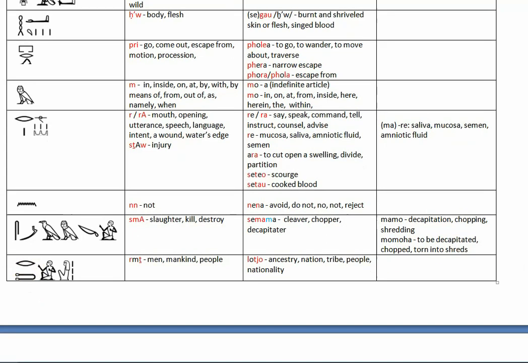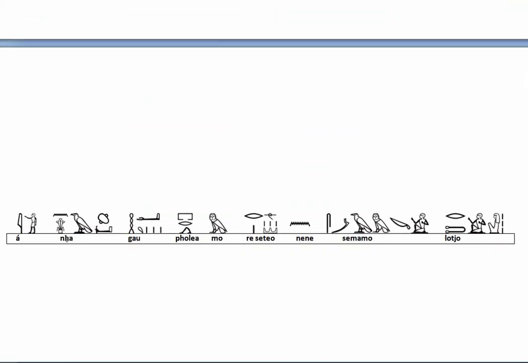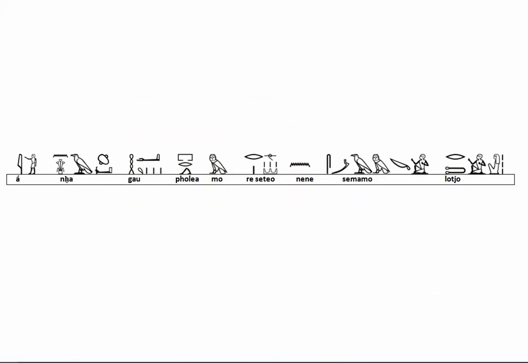All right. Now that is the end of it, and you can do your best to translate this as best as you can given the information that we have provided. And this is how it reads: a nha hau poleamo re seteo nene simamo lucho. Actually, simama lucho. Correction. A nha hau poleamo re seteo nene simama lucho.